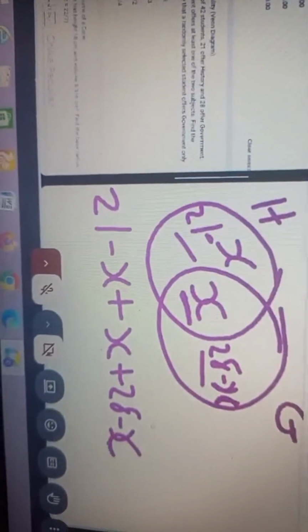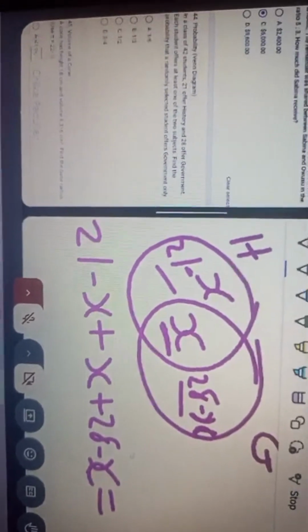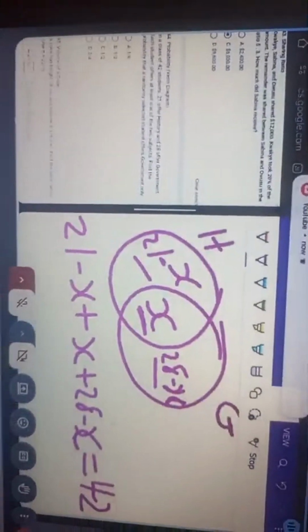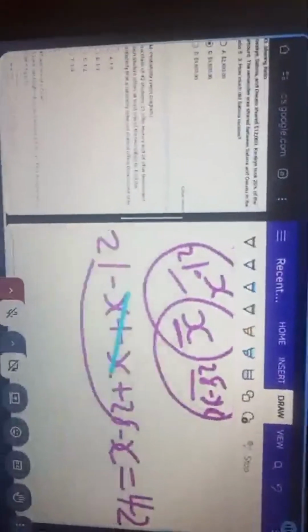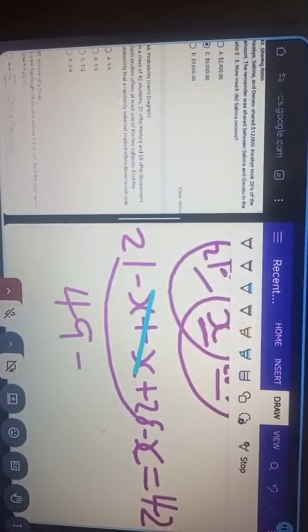How many should it be in total? 42. 42, exactly. So minus x plus x is 1. Then I have 21 plus this should give me 49. So 49 minus x is equal to 42.